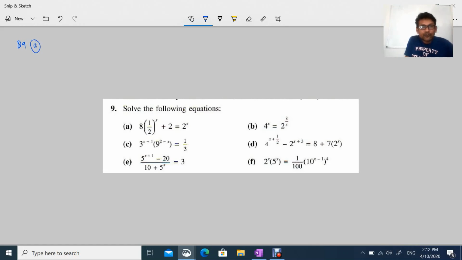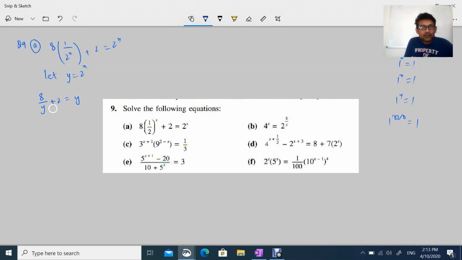Part A I am doing first of all. 8 upon 1... can we write 2 power x here? Because 1 power of anything, 1 power 0 is 1, 1 power x is 1, 1 power y is 1, 1 power 1000 is 1. There's no problem. So I can write this plus 2 is equal to 2 power x. Suppose let y is equal to 2 power x. So now what's the result? 8 upon y plus 2 is equal to y.